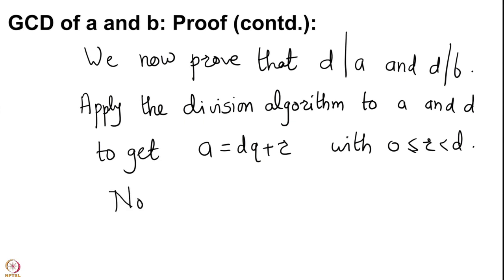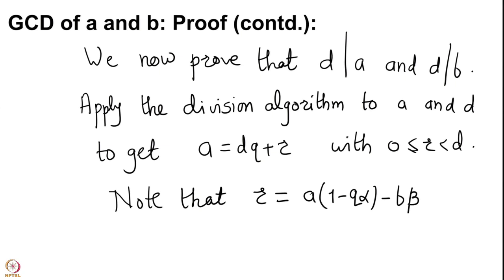Note that R is of the form, remember that D was A alpha plus B beta. So R is of the form A times (1 minus Q alpha) minus B beta Q. R is A minus DQ, and D is A alpha plus B beta, therefore DQ is A alpha Q plus B beta Q. You subtract them from A and you get that R is also an element in X if R is non-zero. But this is a contradiction. You started with D being the least element in X. If your R is non-zero, you get a number which is strictly smaller than D. We have that R is less than D.